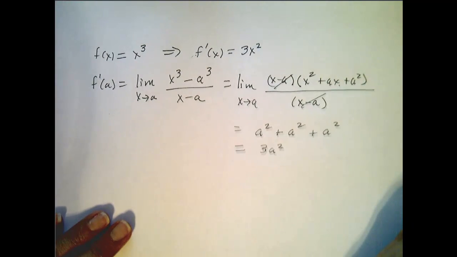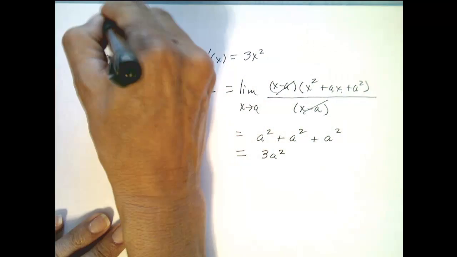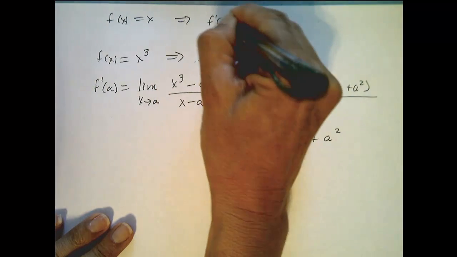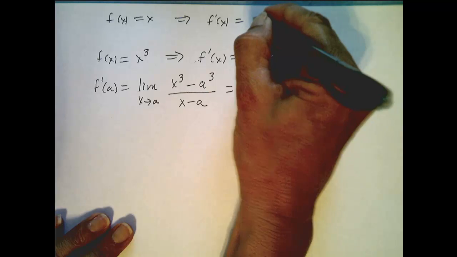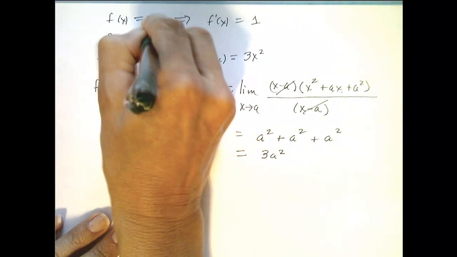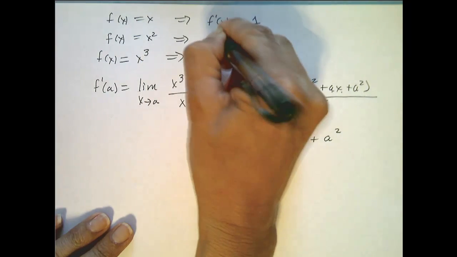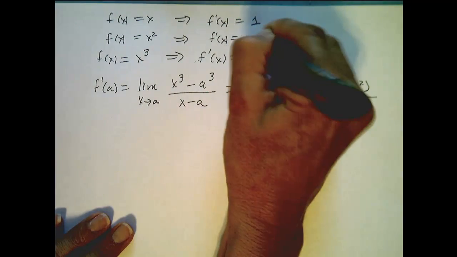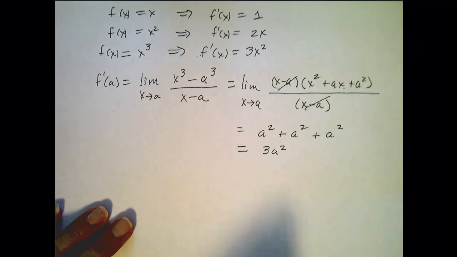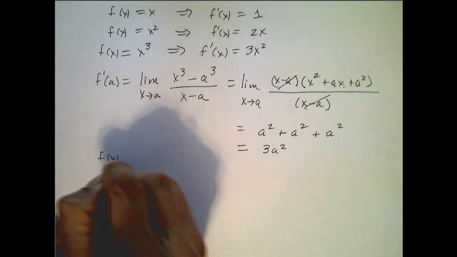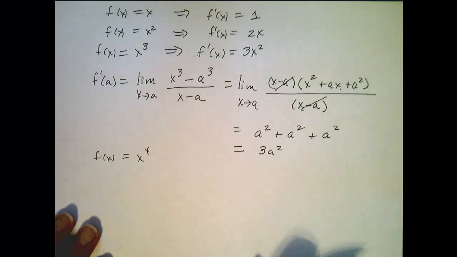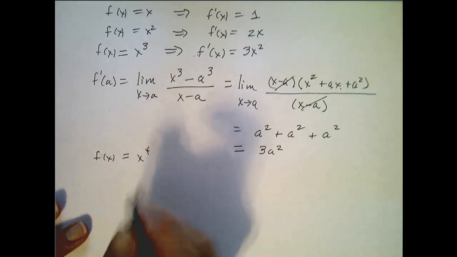And right above here, let's write what we already know. If f of x equals x, f prime of x equals 1. If f of x equals x squared, f prime of x equals 2x. All right, let's do another one. Let's do f of x equals x to the 4th. You may think you already know the pattern, but if not, keep watching.